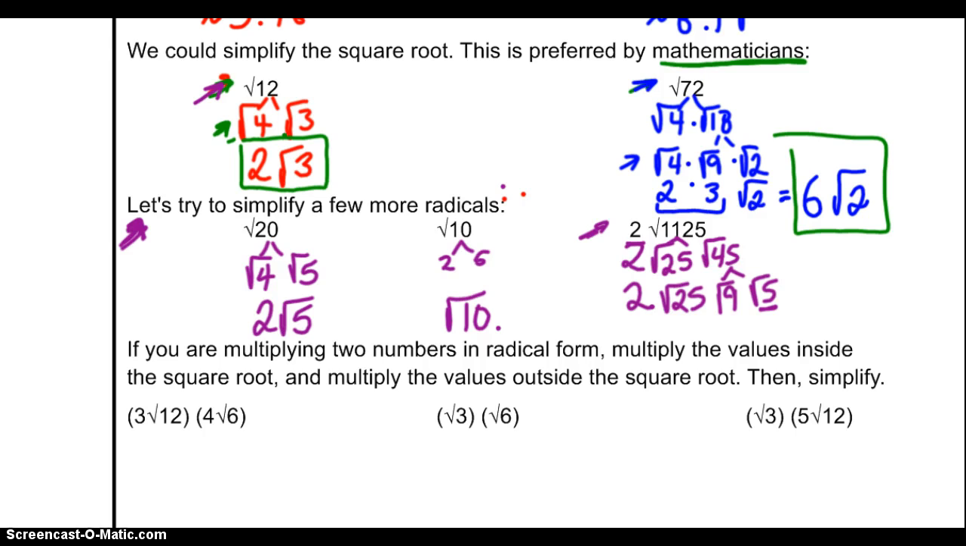So I'll just finish up here. I've got 2 times the square root of 25, which is 5, times the square root of 9, which is 3, and my leftover, which is the square root of 5. So 2 times 5 is 10, times 3 is 30, so this equals 30 square root of 5.